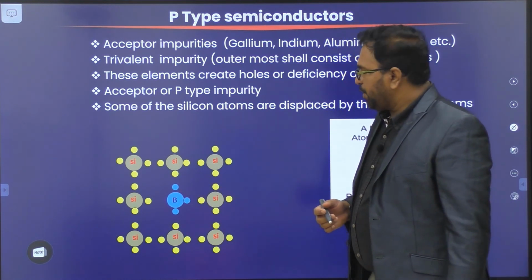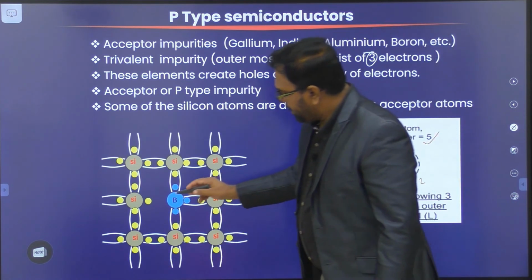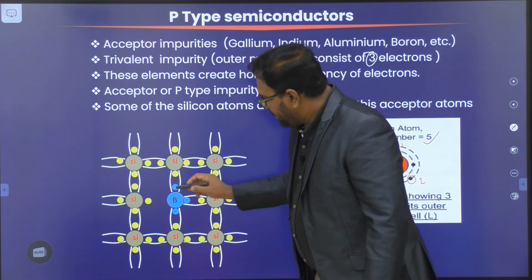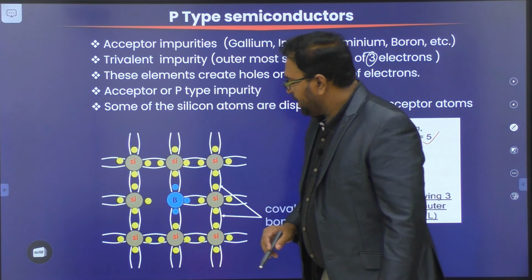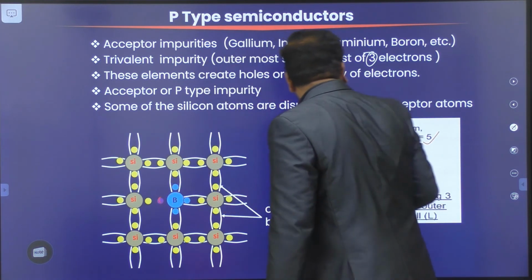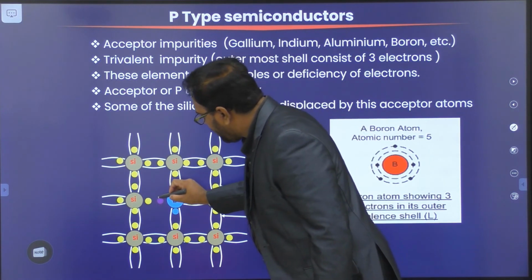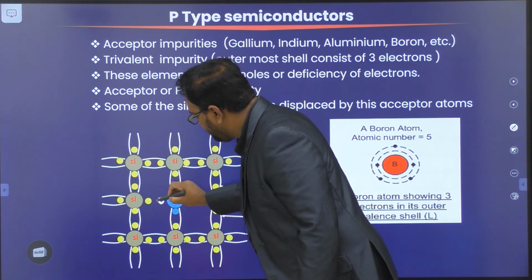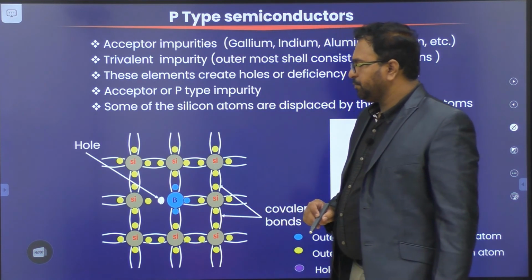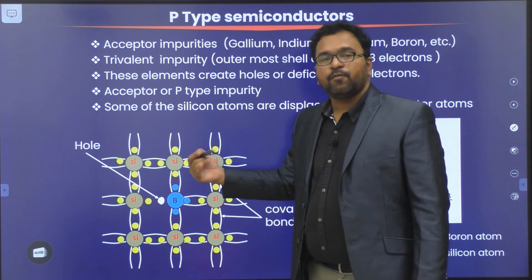Now how are the covalent bonds going to be formed? The covalent bonds will form like this. Here there is no electron to form a covalent bond. This absence of an electron we are going to call a hole. The absence of electrons present in the case of the boron atom is going to be treated as a hole. That means in the case of a p-type semiconductor we are going to have more holes.